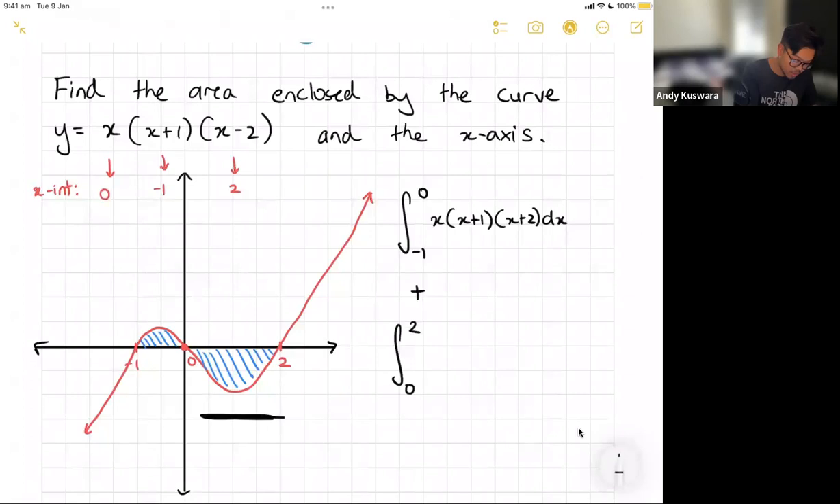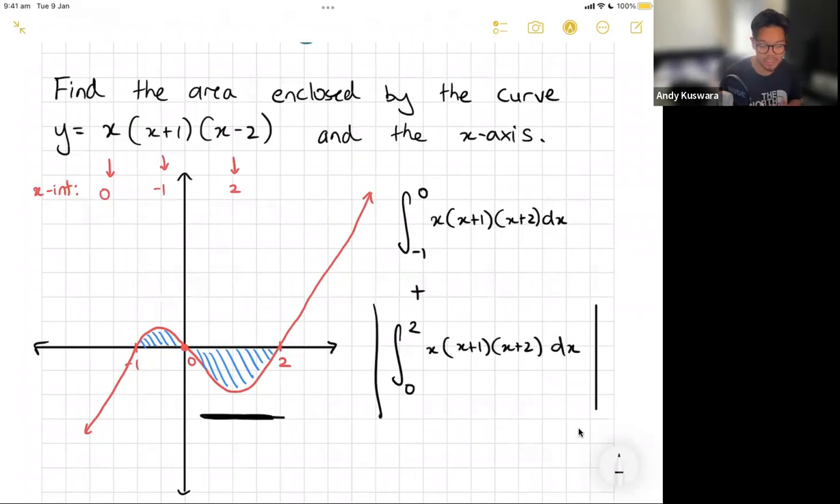And again, it's going to be the same function, x bracket x plus 1, x plus 2 dx. Now this one here, this area is actually below the x-axis, so that's going to come up as negative. So guess what? I'm going to put absolute values around it. And that is going to help me make sure that I actually add the areas together.